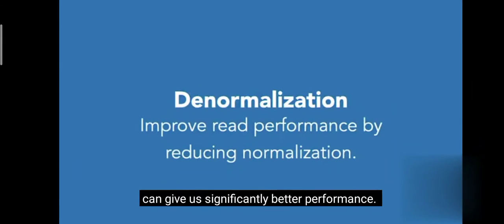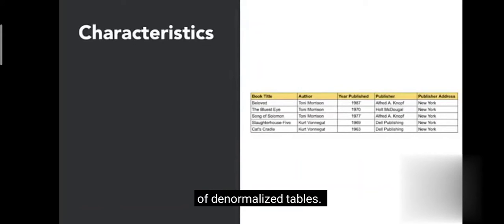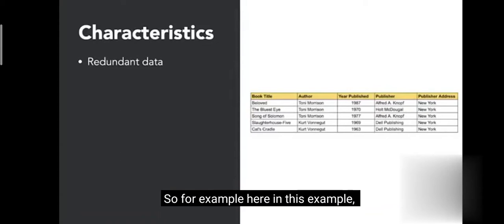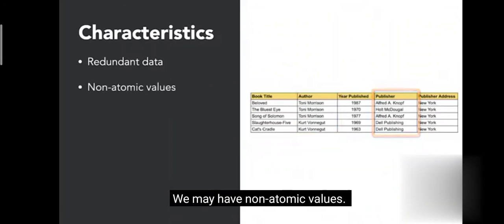Denormalization can give us significantly better performance. So let's take a look at some of the characteristics of denormalized tables. Well, data is often redundant. For example, here in this example, looking at a books table, we have author information that's duplicated as well as publisher information.